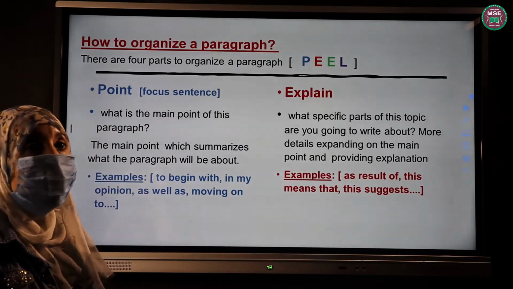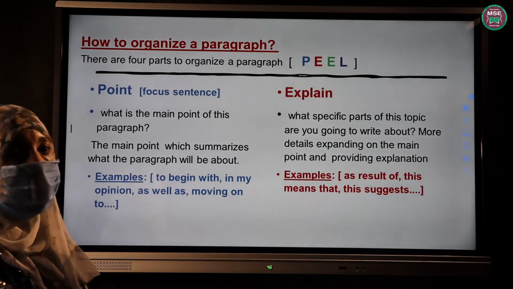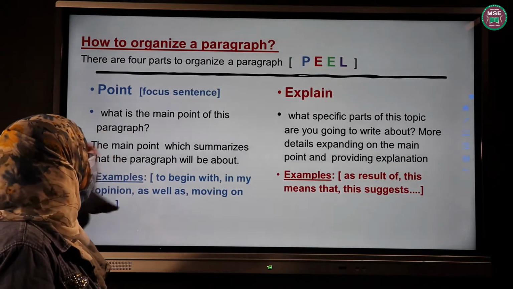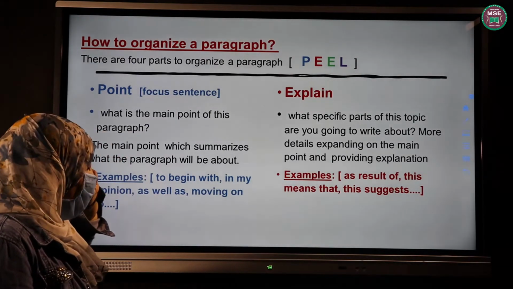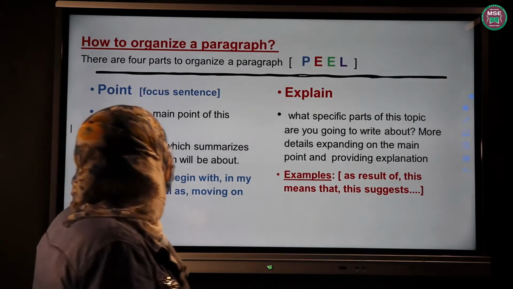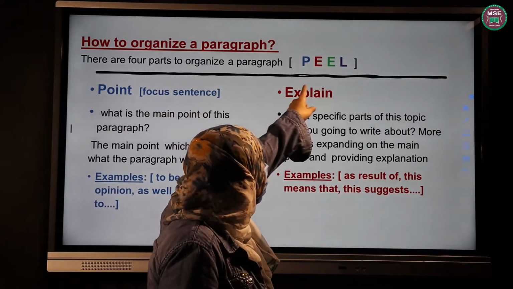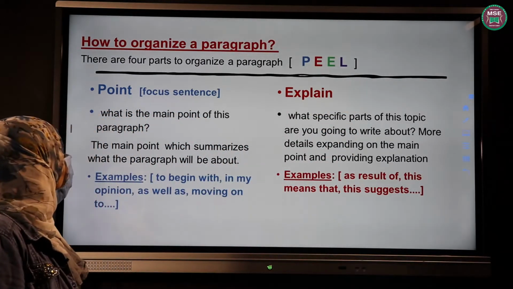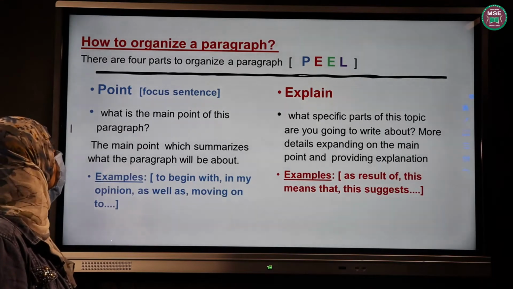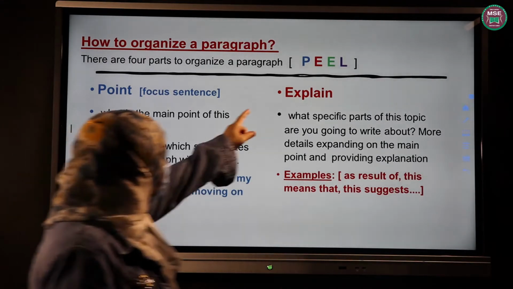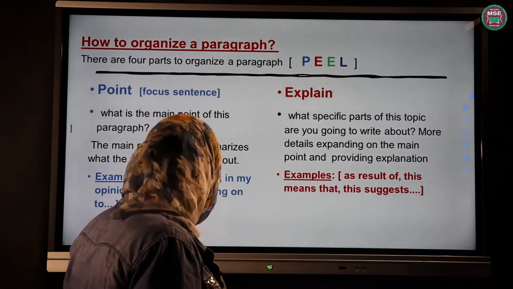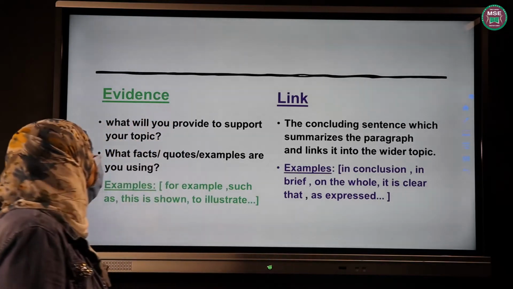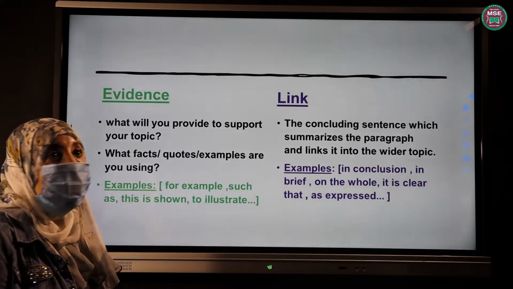To organize the paragraph, there is a simple way to remind you of it. There are 4 parts to organize a paragraph, and I gave them the initials, this PEEL. What is PEEL? P here means point. E means explain. The other E means evidence. And the L means link.